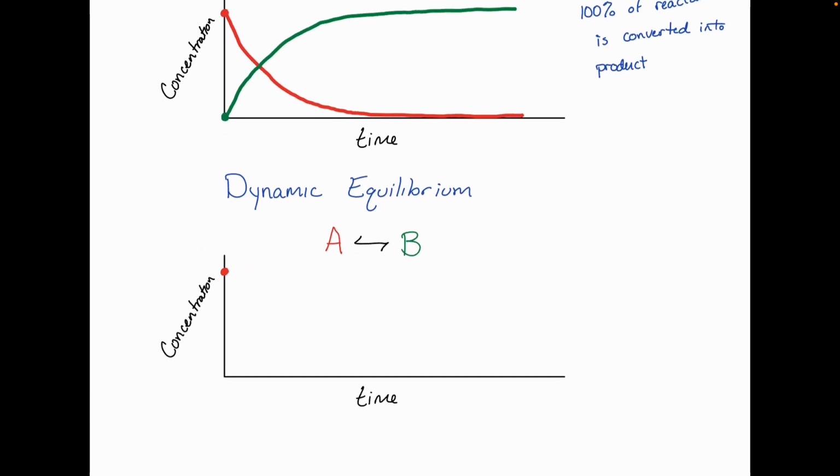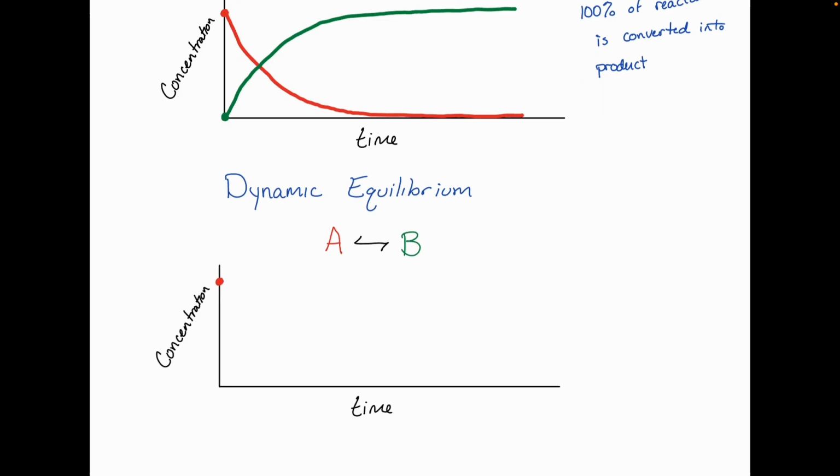Okay. And so if I were to draw this same sort of graph for this reaction here, again at the very start, everything is A and I don't have any B, right? And as we would expect, the concentration of A will decrease over time and the concentration of B will increase.